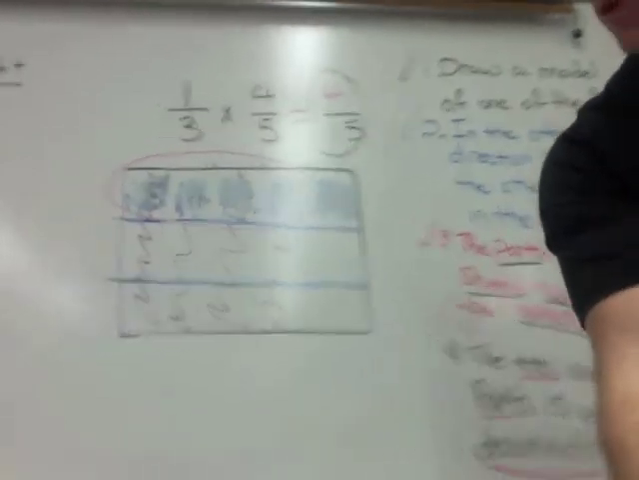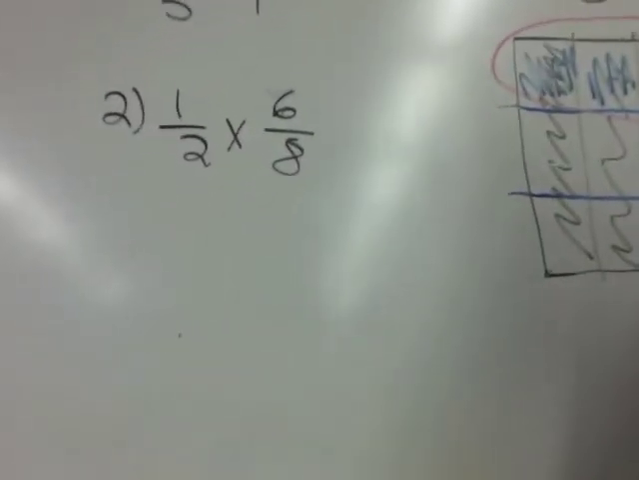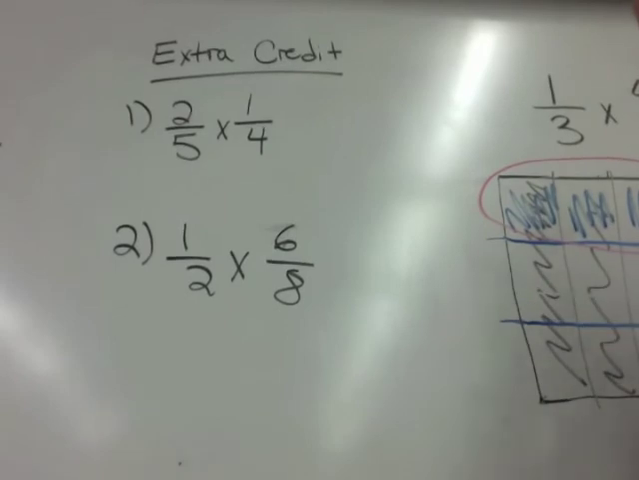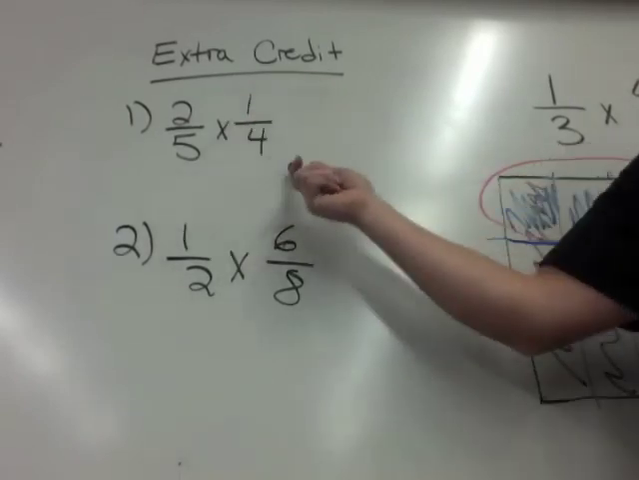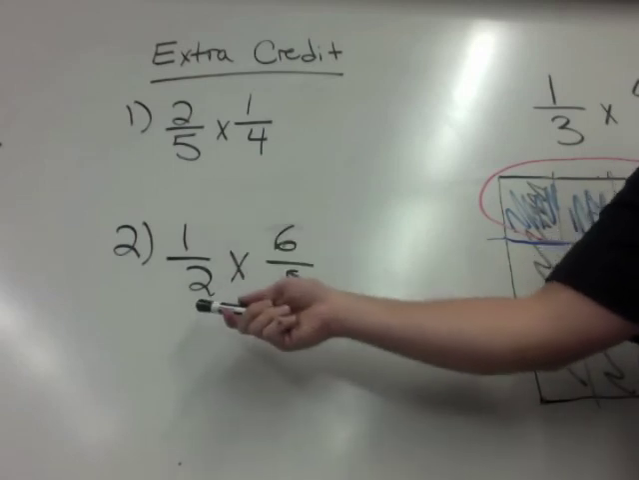Here are your extra credit problems. When you do these for your extra credit, you need to create the model. So you have 2/5 times 1/4 and 1/2 times 6/8.